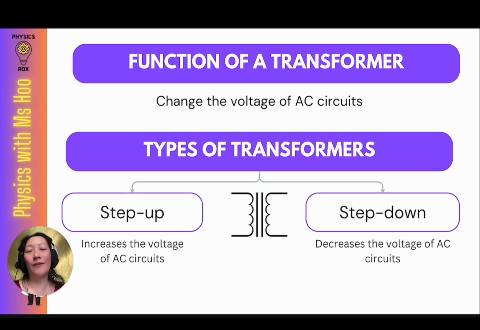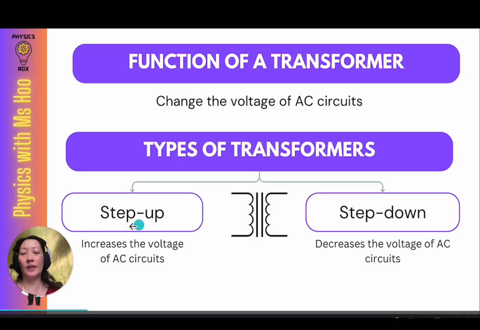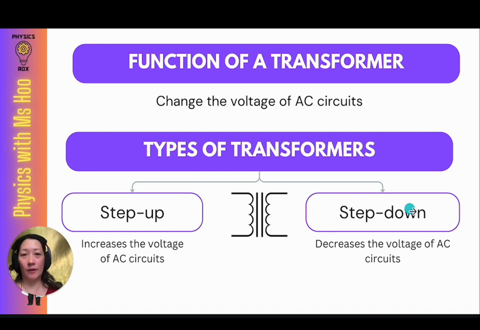The two types of transformers are step up and step down. A step-up transformer increases the voltage of the alternating current power supply, while the step-down transformer decreases the voltage of alternating current. So remember it this way, transformers are used to change the voltage. So step up means that the voltage goes up, increases the voltage, while step down goes down, decreases the voltage.